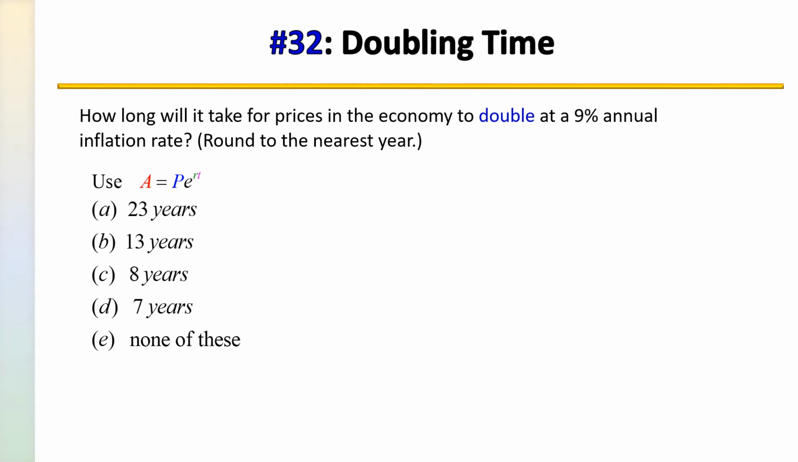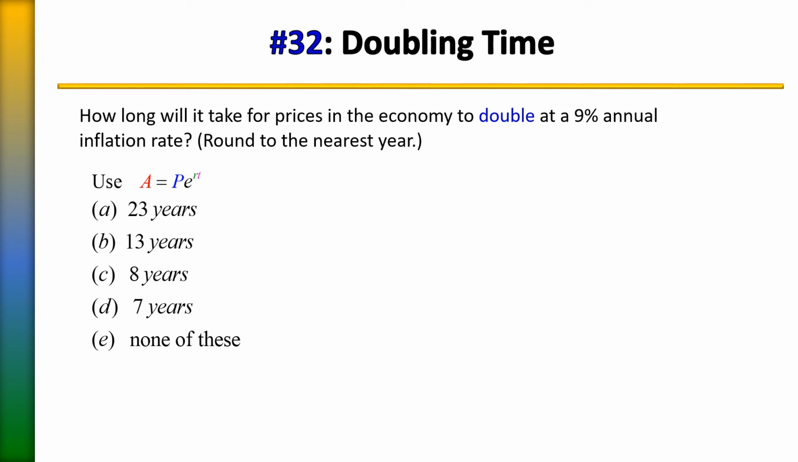In this last problem, we want to know how long it will take for prices in the economy to double at a 9% annual inflation rate. Round your answer to the nearest year. We're also going to use the A equals P times e to the rt formula whenever we want to find out how much something has doubled or increased over a period of time.